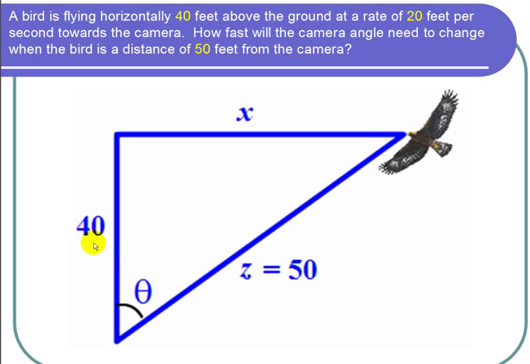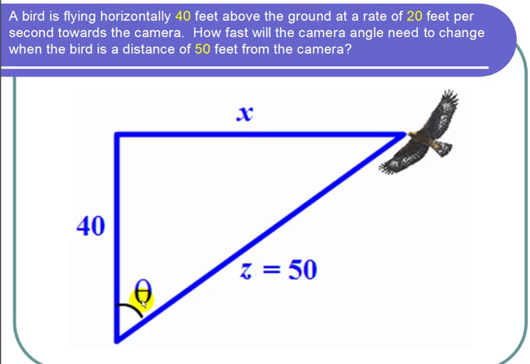This distance 40 doesn't change as a bird flies. On the other hand, this distance 50 does change as a bird is flying. So I'm going to give that a variable z. So now let's find out what we have. We're told that the bird is flying 20 feet per second towards the camera. That's the rate of change of x with respect to time.